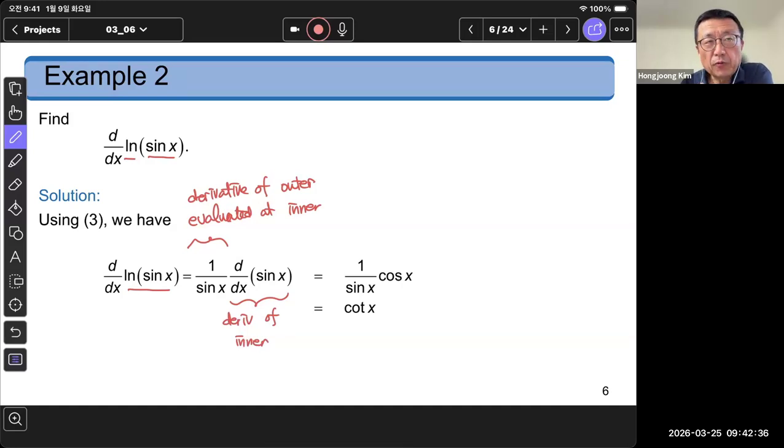And the outer function is the natural logarithmic function, so its derivative is 1 over x. All you have to do is evaluate this 1 over x at the inner function, sine. So this is the derivative of the outer function evaluated at the inner function. If I differentiate sine, you get cosine. So we get 1 over sine times cosine. In other words, cosine over sine, which is just the cotangent function.